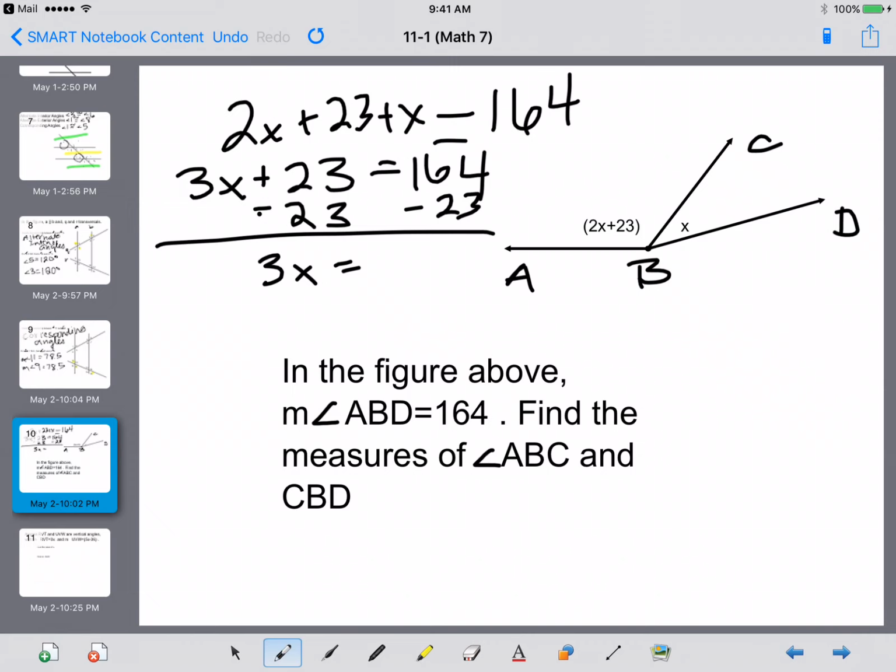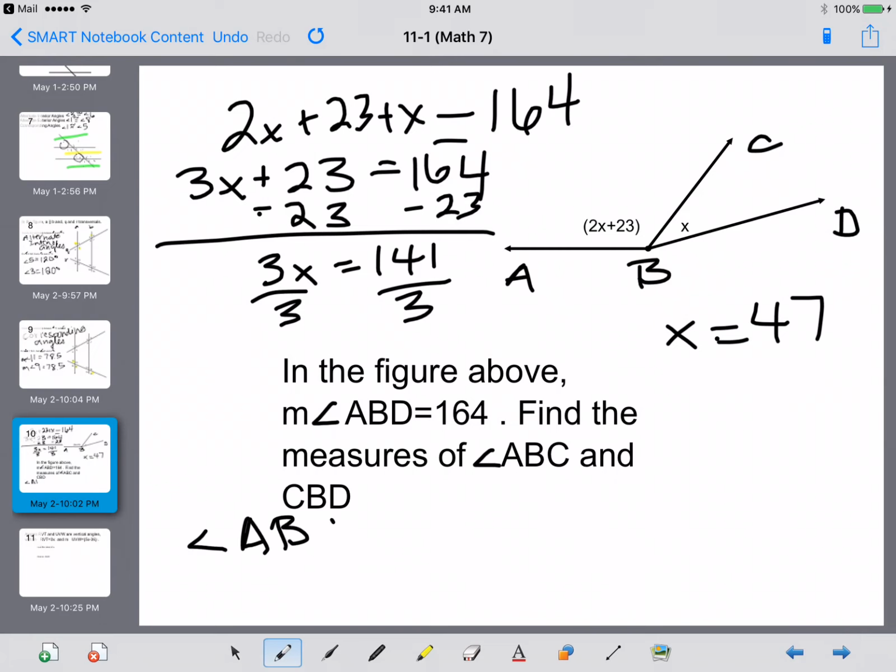So 3x equals 164 minus 23 to get 141. Get x by itself, so you divide by 3. And you end up with x equals 47. We want our angle measures of ABC and angle CBD. So guess what? CBD here is x. So CBD is 47.